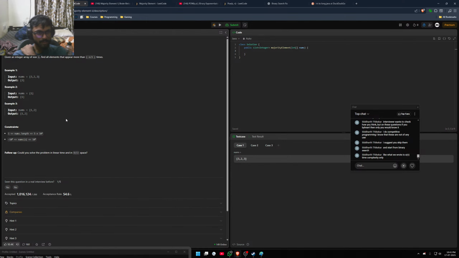But here they're asking multiple. Find all elements that appear more than n by 3 times. Okay. With sorting, it is O of n plus log n. Yeah, actually, I was learning about it, and he also said the same thing. It's very close to O of n, but it's not O of n. Yeah, understood. This is good enough. Totally understand.